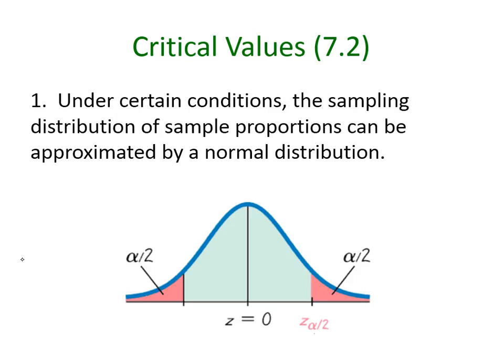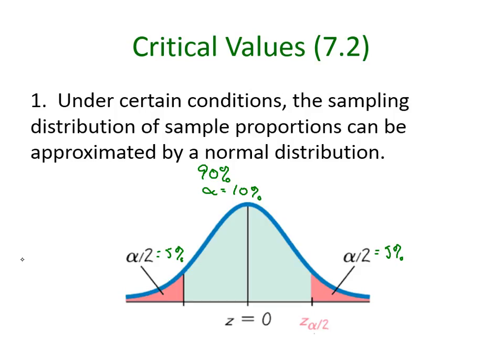So under certain conditions, the sampling distribution of sample proportions can be approximated by a normal distribution. Most of the time we will be using that normal distribution if we meet certain conditions. When we do this, if we're wanting to be 90% confident, then alpha is the 10%. As I was just saying, between those two tails we have 5% in each tail, and we find the z-score that cuts off that 5% in each tail. So the alpha over 2 here would be the 5%, and over here, the alpha over 2 would be the 5%.